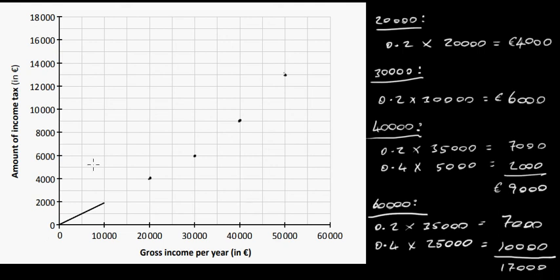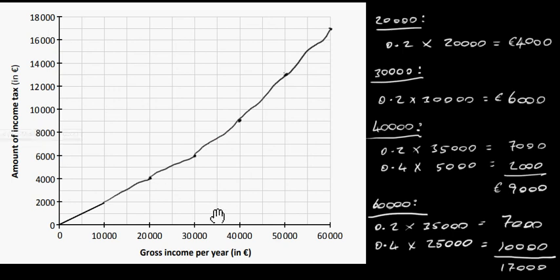Okay, so let's plot that one. So 60,000 will give us 17,000 euros in tax, so that's here. Okay, so that's it. You just got to join these up then. Let's see, it seems to go straight out to here, straight out to here, and then it seems to up to here, here, and here. Whoops, you can use a ruler anyway, do it a little bit straighter than I've done it. Okay, so that's it for part B.